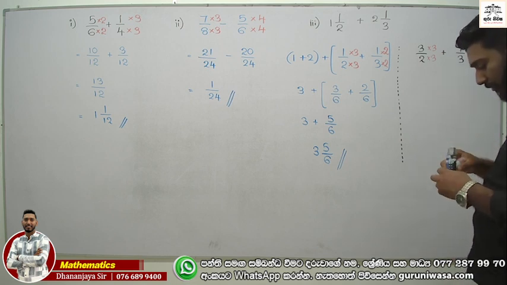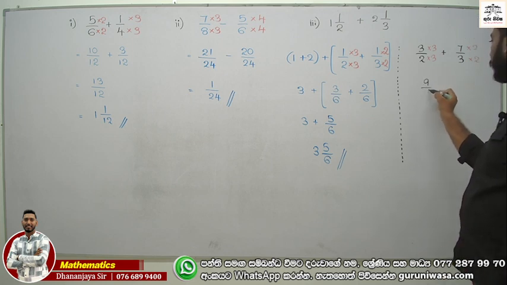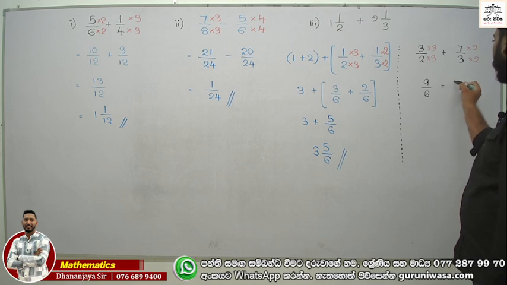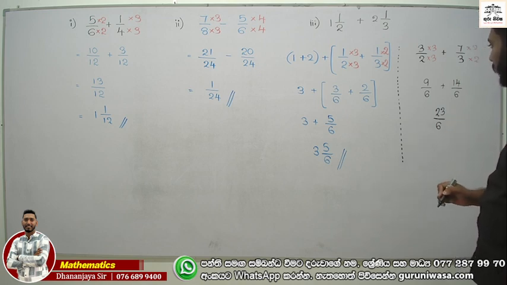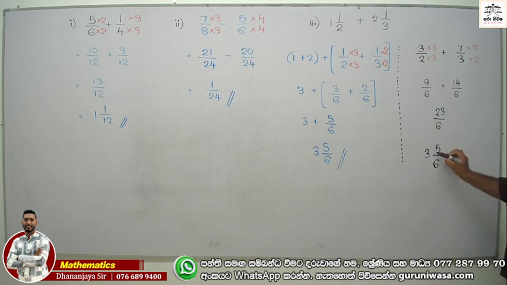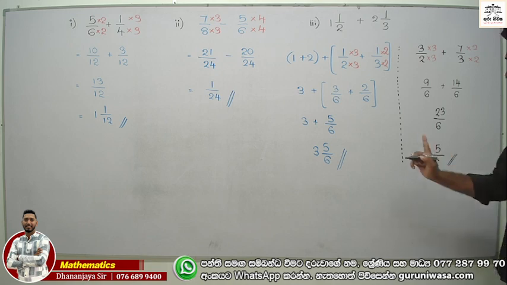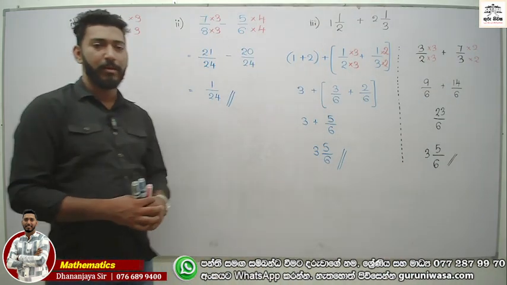Now the answer becomes 3 times 3, 9 over 6 and 14 over 6. 9 and 14 becomes 23 over 6. This is an improper fraction. You need to change it to a mixed number. 23 divided by 6 is just 3 because 6 times 3 is 18, and 5 remainder. Same answer with two methods. Okay, let's write it nicely.